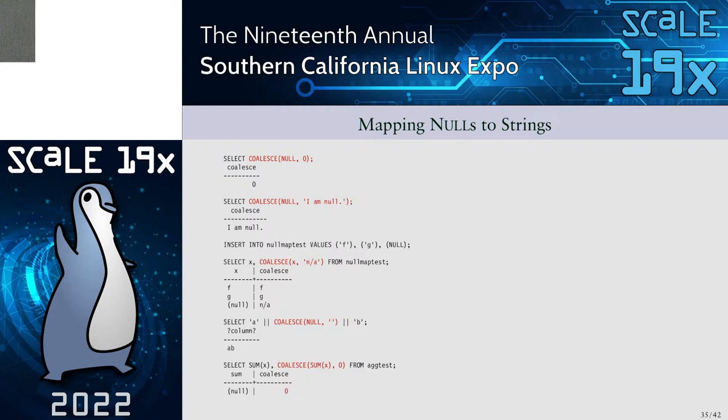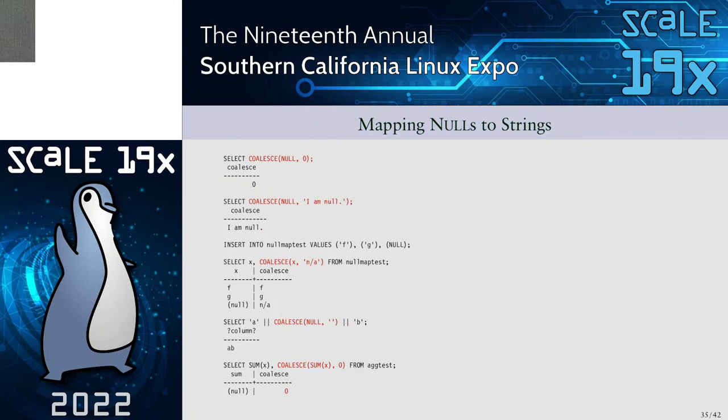So coalesce allows me to map a null to a specific value. It's not just strings. I'm giving strings as an example, but here I'm coalescing null to 0, which is great. So if you have a query and you know a column might have a null in it, you can just use coalesce. You say, just give me the value, but if it's null, give me 0. Or give me I am null. Or give me NA, right?